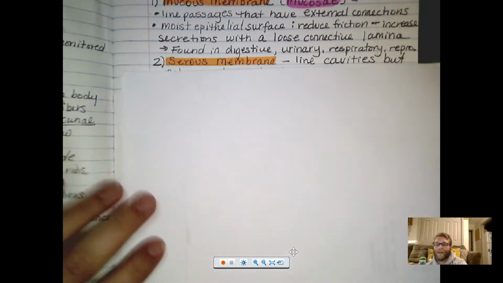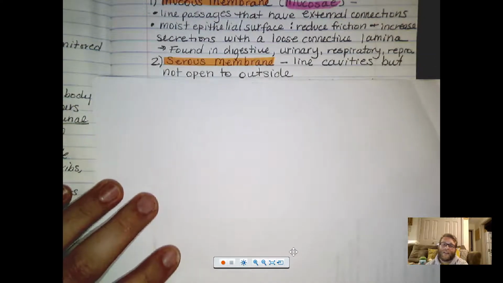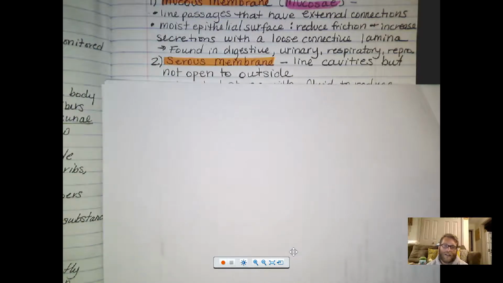So you have all these mucous membranes producing all of this slime, but you also have other membranes. The second type of membrane we're going to be talking about is called a serous membrane. Serous membranes are membranes that line cavities, but this cavity is not exposed to the outside. It stays within the body, so there's no external exposure. When we talked about our body cavities earlier on, we talked about our abdominal cavity, our pelvic cavity, our peritoneum. All of those areas that are lined with this tissue are serous membrane tissues.